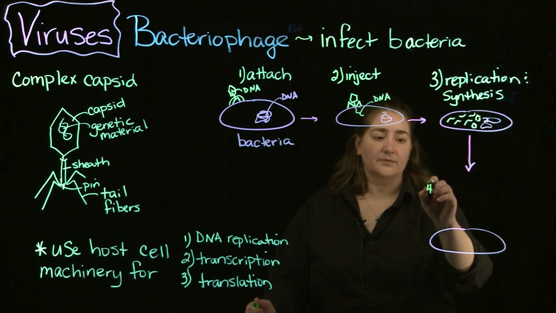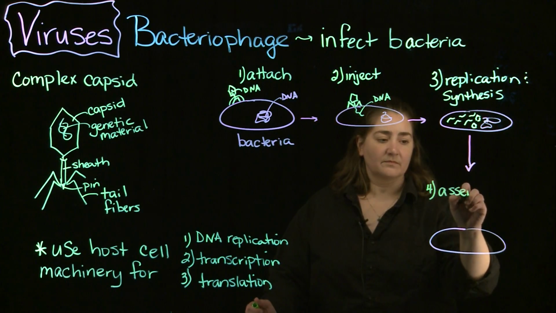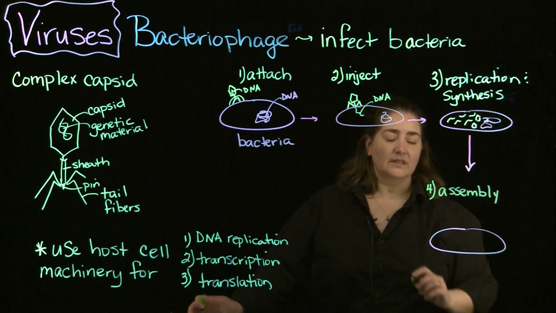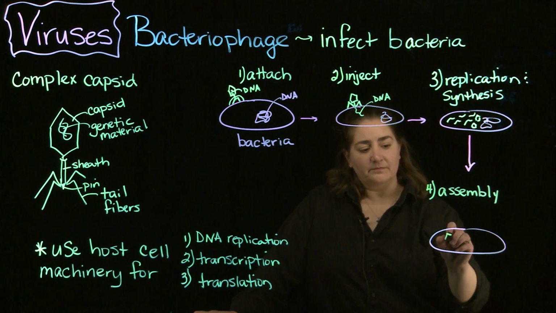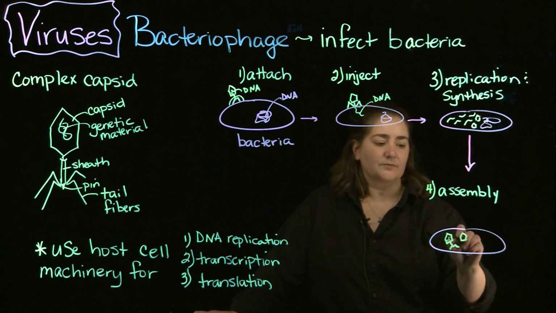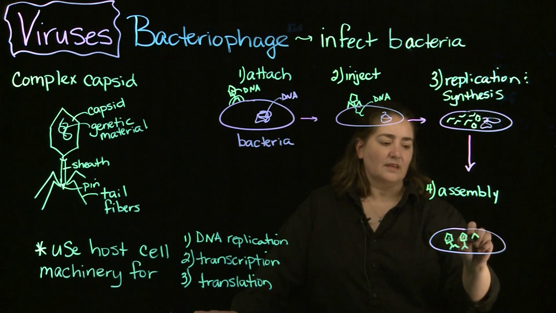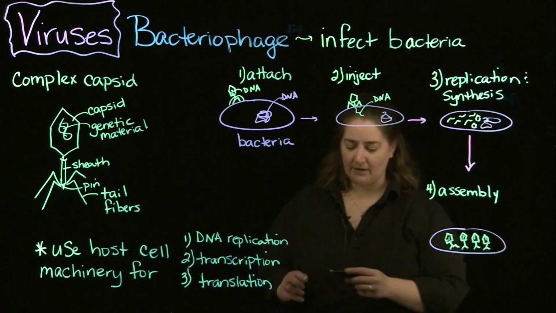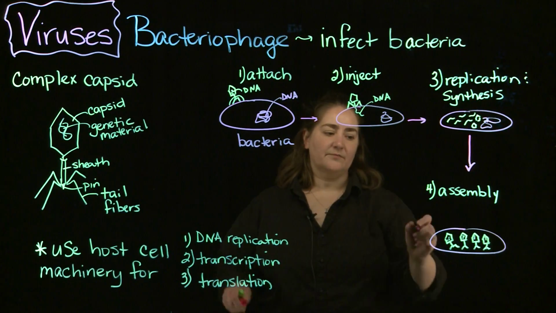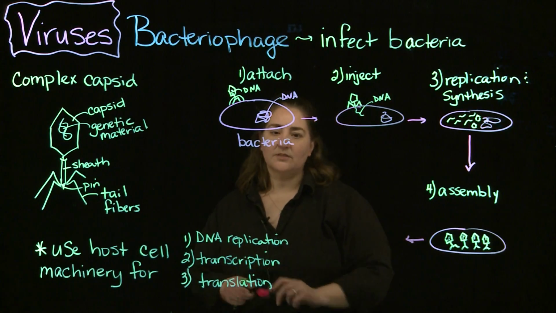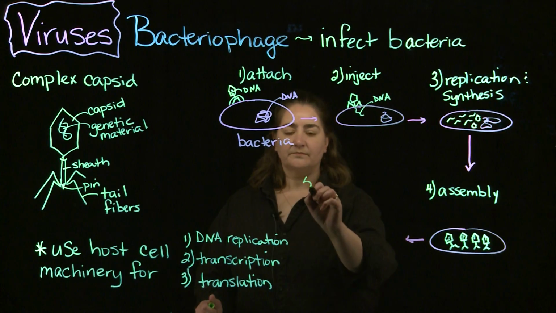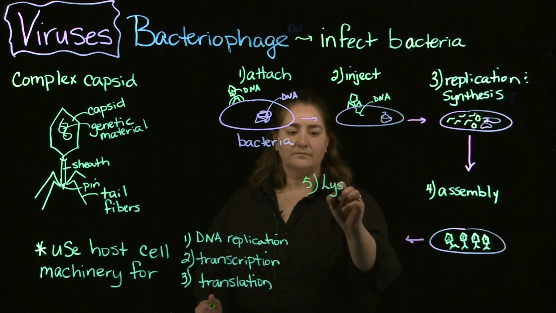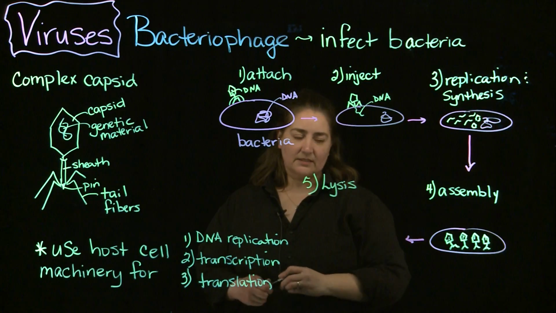All right. Then what we're going to have happen in our fourth step is those viral particles now are going to be assembled. And those viral particles are going to squeeze out all of the other stuff that's going on inside of that bacterial cell. And that's going to leave us with our last part, which is going to be lysis.